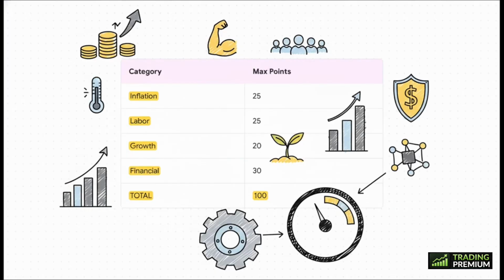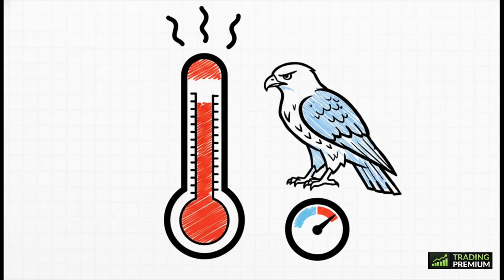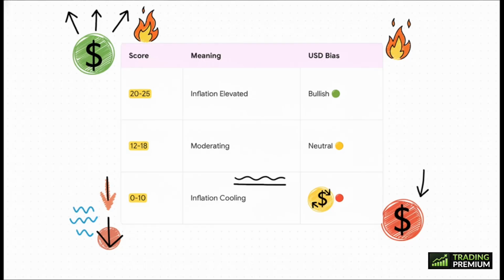The dashboard's logic is built on these four key pillars you see right here: inflation, the labor market, economic growth, and financial conditions. Each one is weighted and scored, combining for a total possible score of 100. Let's break each one down real quick. First up, the inflation score, which is worth up to 25 points. This measures price pressure in the economy, which is arguably the number one thing the Federal Reserve is focused on right now.